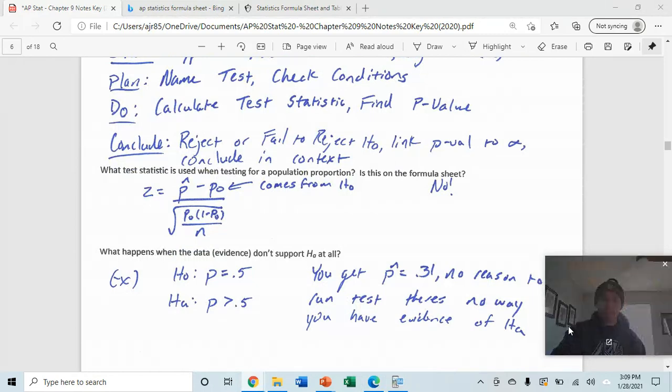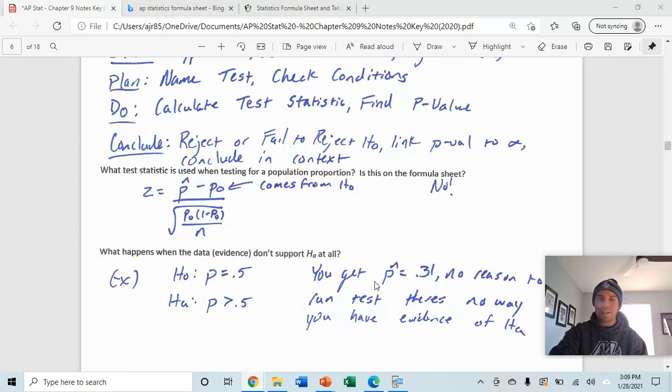In cases where your sample data does not support your alternative hypothesis at all, there's no reason to run the test. So for example, maybe you hypothesize that the actual proportion of whatever is greater than 0.5. That's your alternative. You go out, you get your sample data, and it's 0.31. There's no reason to run the test because there's no way you're going to be able to prove that the actual proportion is greater than 0.5 if the sample proportion is only 0.31. So in this case, there's no reason to actually run the test.